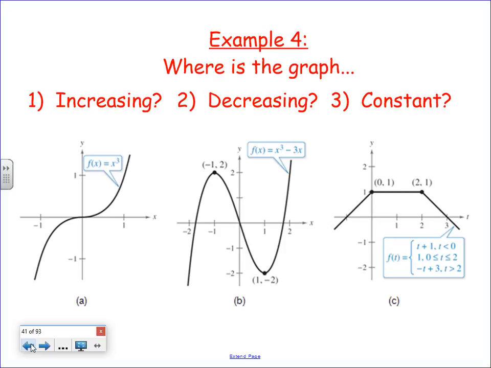Most of you are probably sketching the first one. What have you labeled it with so far? Increasing. Then what?